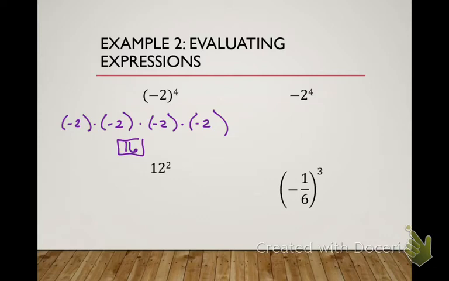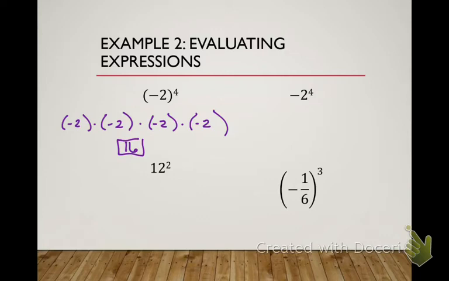So I just want to give you guys a minute to see if you can use the last example to figure out how would you write the next negative 2 to the 4th as repeated multiplication. Use the last example as a reference. See if you can figure it out. How would you write this as repeated multiplication?